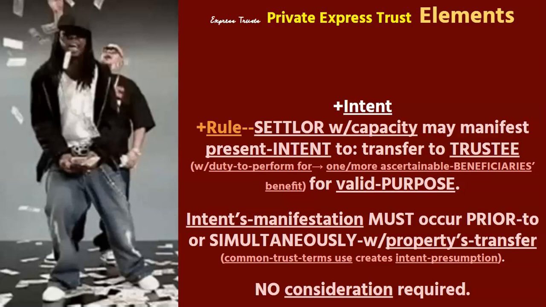Intent. The rule: a settlor with capacity may manifest present intent to transfer to a trustee for a valid purpose. Intent's manifestation must occur prior to or simultaneously with the property's transfer. No consideration is required.